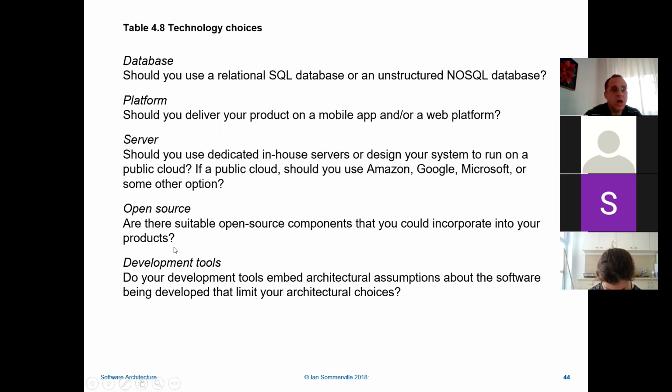Open source. Are there suitable open source components that you could incorporate in your product? Are you going to make everything yourself? Are you going to use open source? Or even another option is to buy components. Development tools. You have to decide which development tools you are going to use. Are you going to use Magenta, or are you going to use Microsoft Visual Studio? Do your development tools embed architectural assumptions about the software being developed that limit you? In other words, you have to choose a tool that fits the idea you have beforehand, that you're going to do it on multiple servers or not on multiple servers. It has to fit all the other decisions that you make.